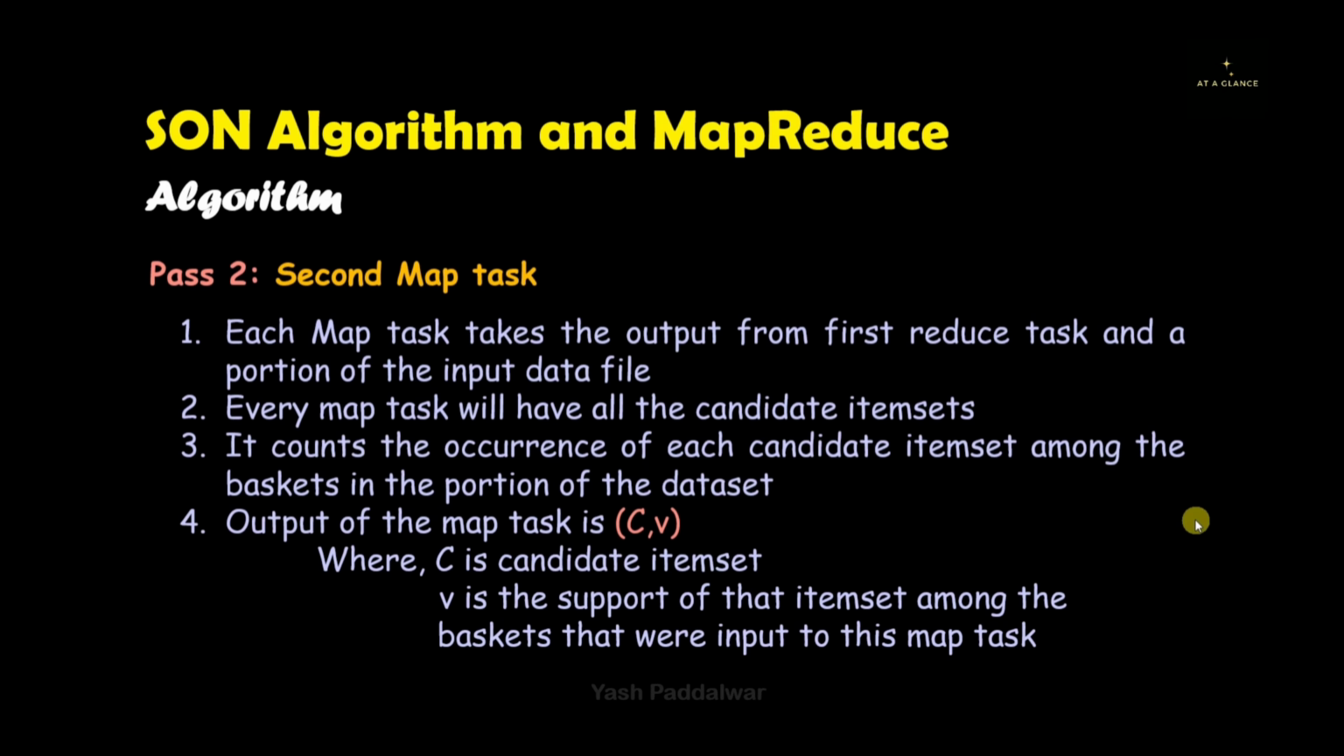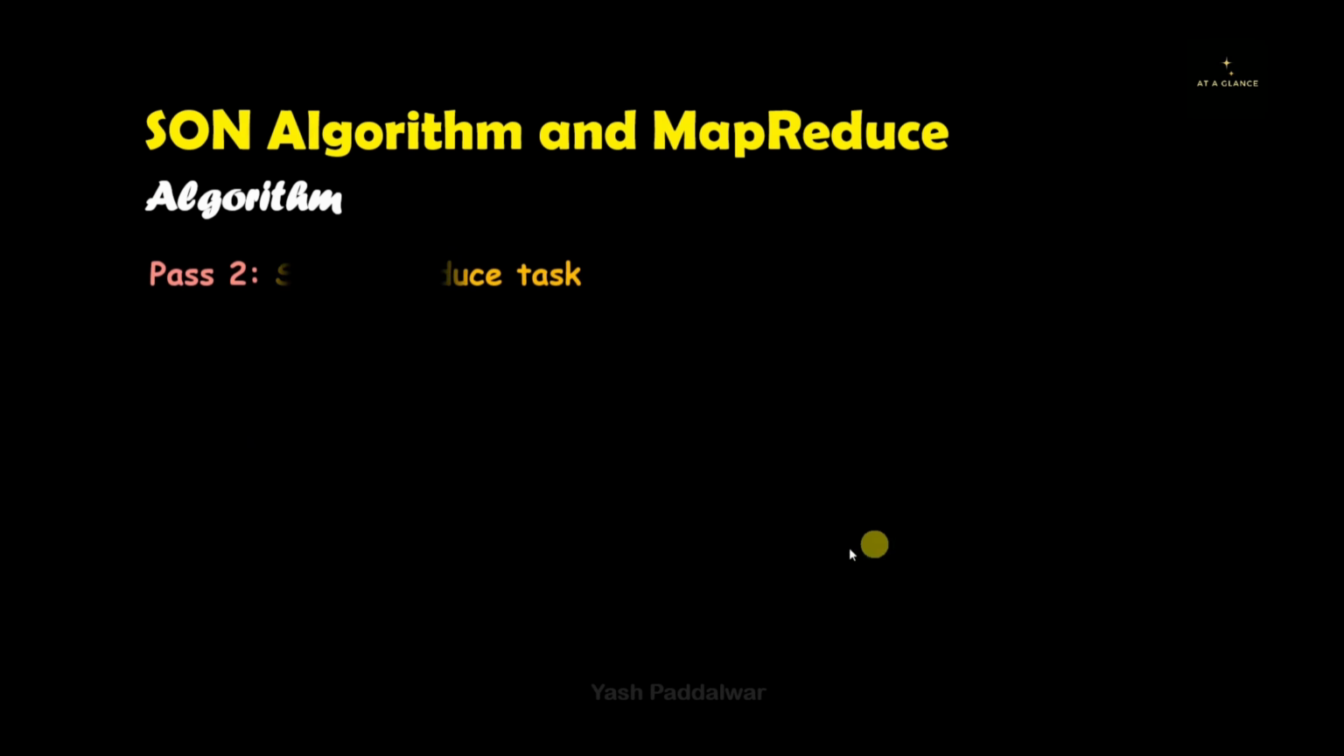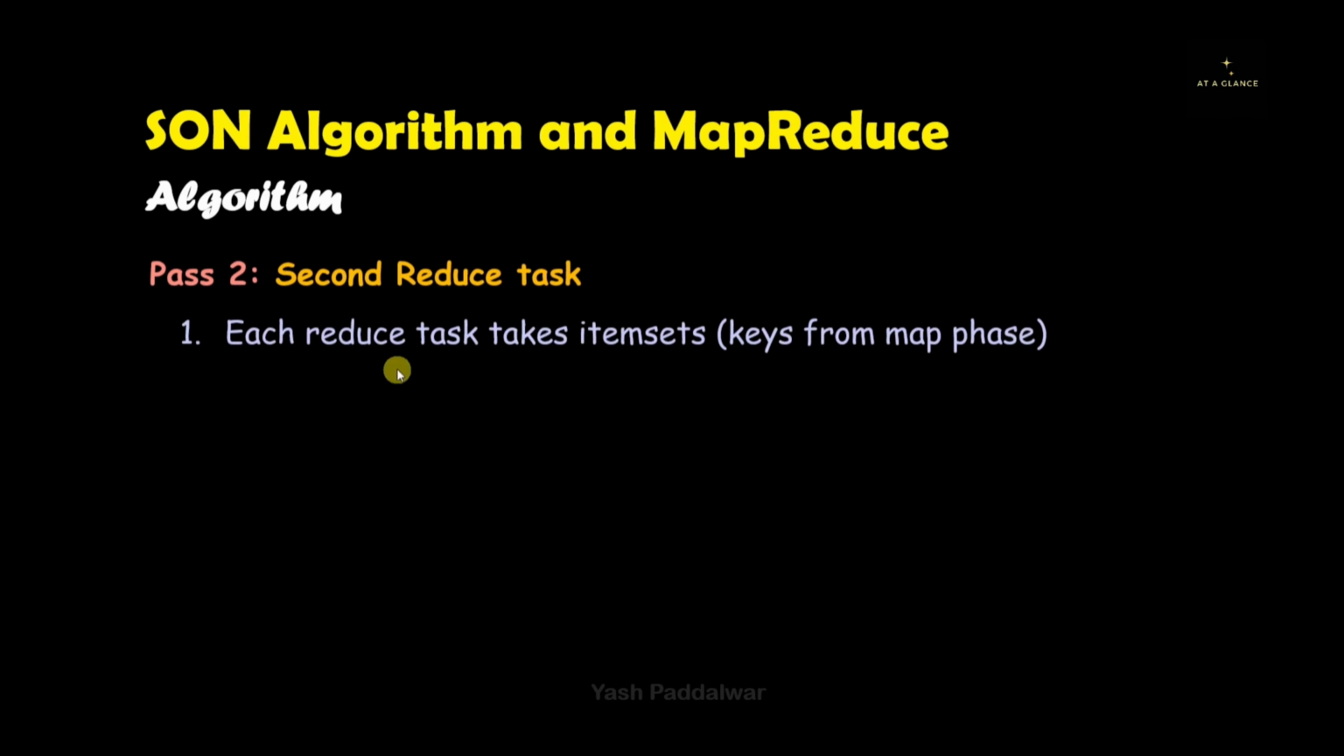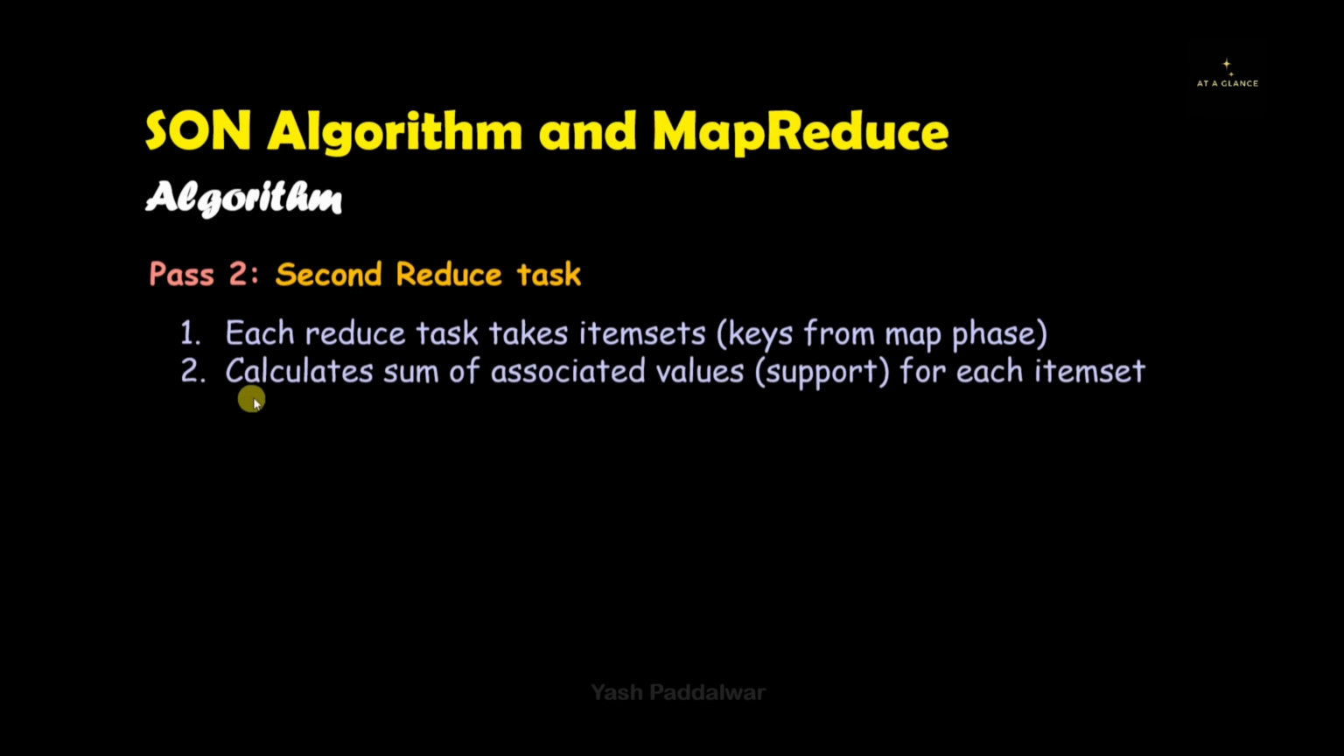Now let's move on to the next phase, that is from pass 2 itself, which is the second reduce task. Here each reducer worker will take the item set, that is the key part from the previous output that we have got, that is the C, V pair, as an input, and it calculates the sum of the associated values, that means the support for each item set. So it basically finds out the total support of every single candidate item from all the results that it has got from the previous phase.